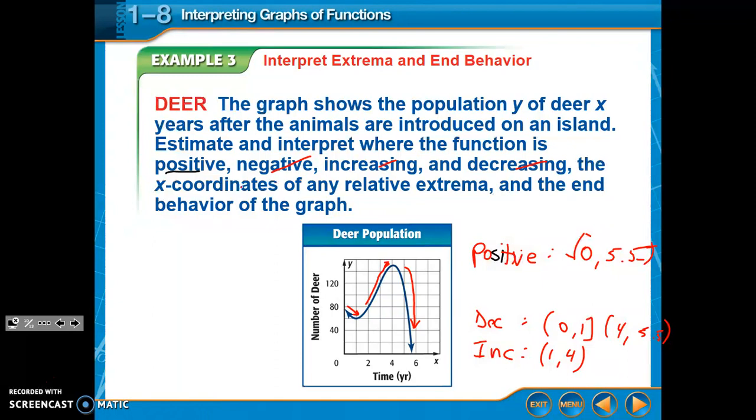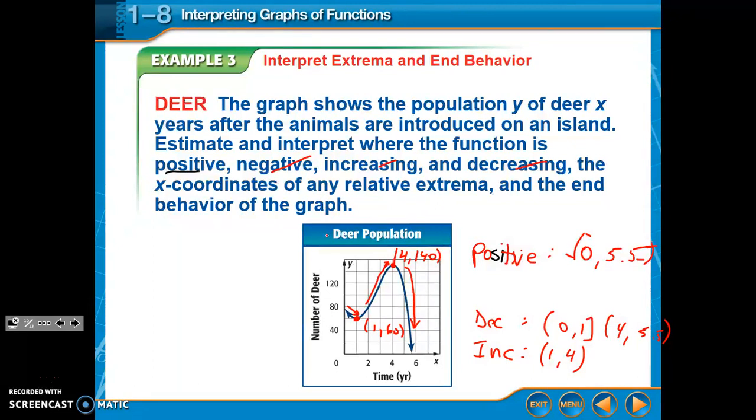The next thing is x-coordinates of any relative extrema. So those are max and mins. So we're looking here, and this minimum, this is a minimum because it's the bottom of a valley, or a little loop. And the x-coordinate is 1, and if you wanted to, go ahead and say that that's 60, 160. That's okay. But they just asked for the x-coordinates. And then we have a maximum as well. And we can say that's about there, which is at like 4, 140. Okay, so the x-coordinates of the maximum and minimum are 1 and 4.